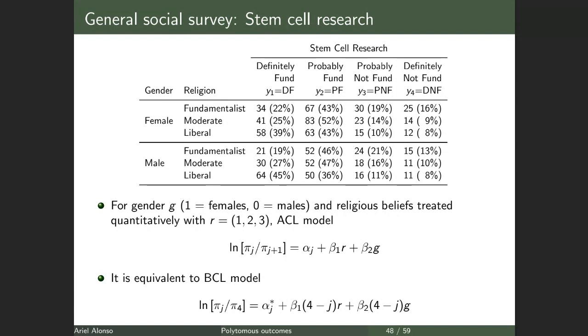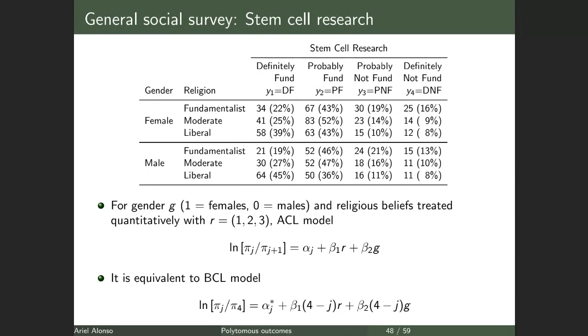So this is a kind of philosophical issue. There is a lot of ethical debate about stem cell research. And we want to see the impact of 2 covariates on the opinions of persons about stem cell research. One covariate is gender, female and male, and the other covariate is religious belief. So gender has two values, female and male. Religious belief we are considering a categorical covariate, which is fundamentalist, moderate, and liberal. And we are coding gender as 1 for females, 0 for males.